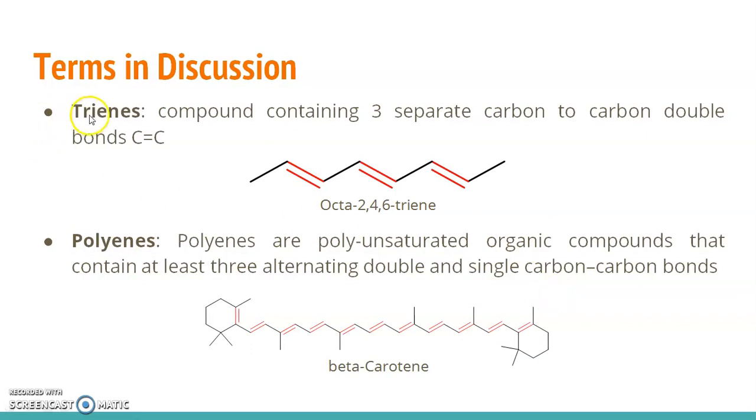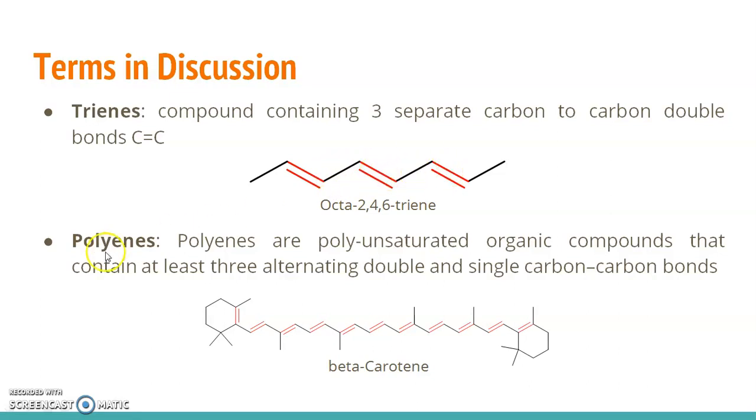Coming to the next term which we come across quite frequently, called trienes. These are the compounds which contain three separate carbon to carbon double bonds. Here is an example where there are three double bonds which are separated by single bonds.